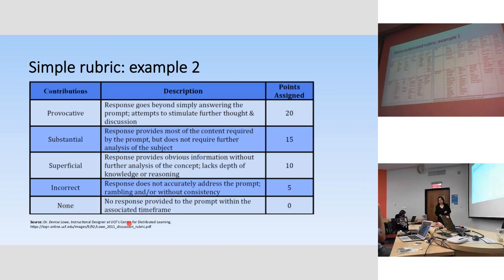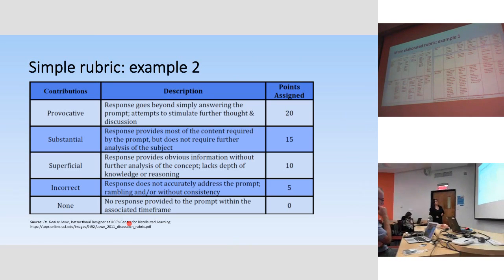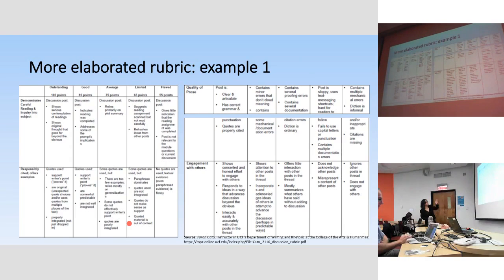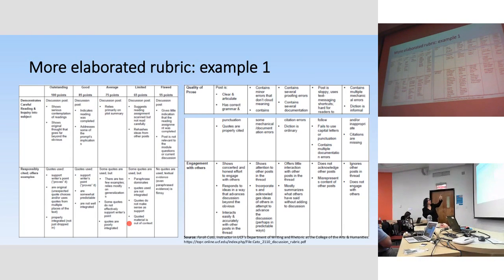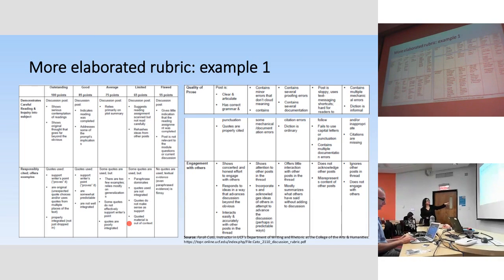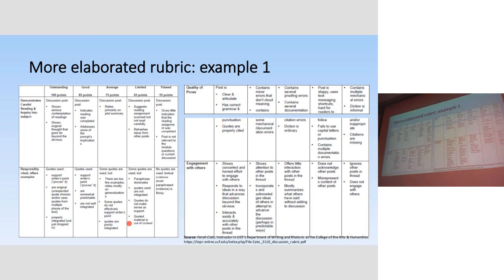But it's also very useful. And these are more elaborated ones. Okay, we have 5 levels: outstanding, good, average, limited, flawed. And we have different criteria: demonstrates careful reading and inquiry into subject, responsibly cited, offers examples, quality of posts, engagement with others.